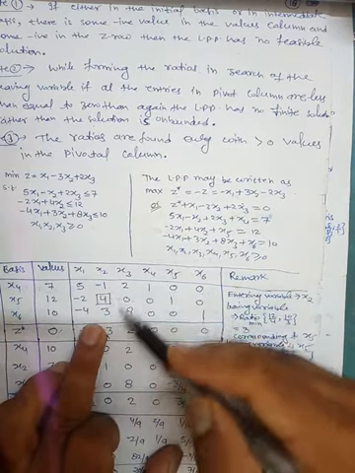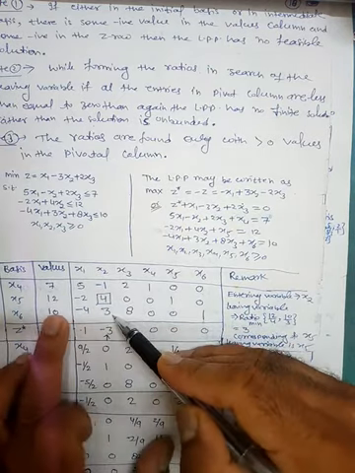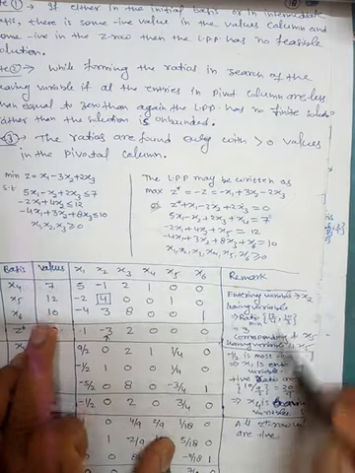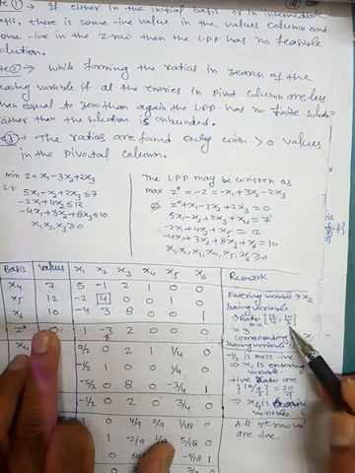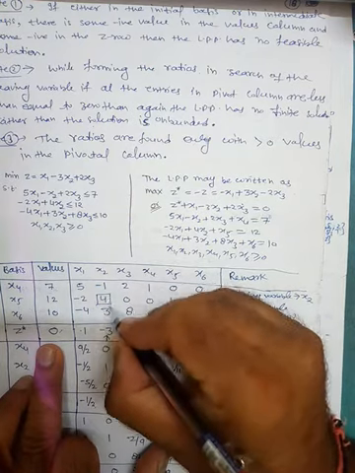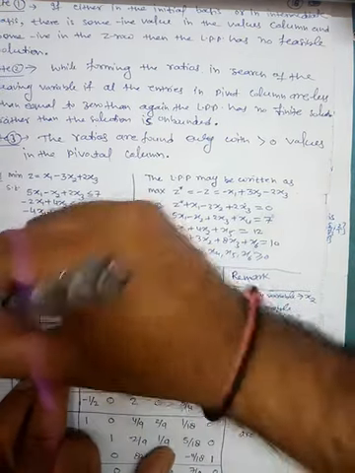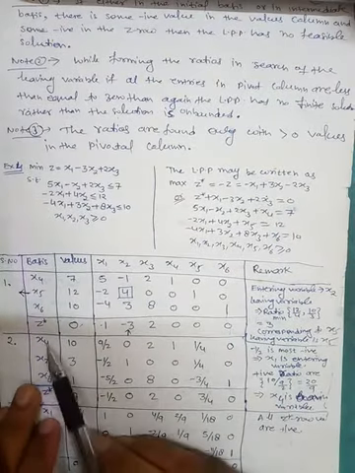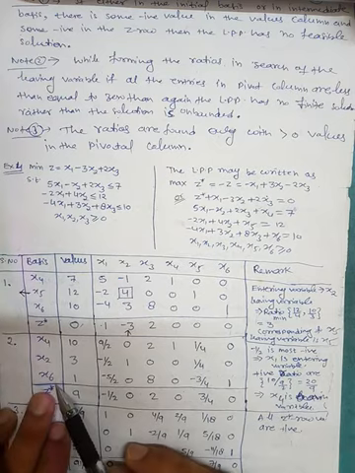Find the minimum ratio for positive values, so 4 and 3. The ratios are 12 divided by 4, and 10 divided by 3. So 3 will be the minimum ratio, which is associated with this 4. Hence x5 will leave the basis. So the new basis is x4, x2 and x6.